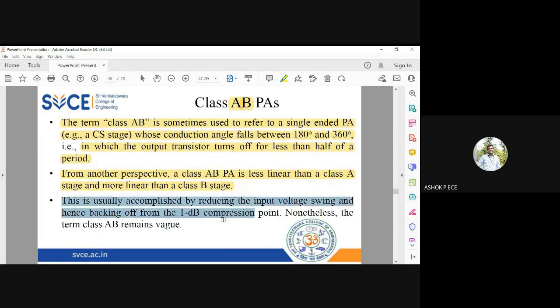And it is very important to consider the 1 dB compression point, because as the non-linearity grows, we have to be very watchful about this point, because this will affect the performance of your circuit.